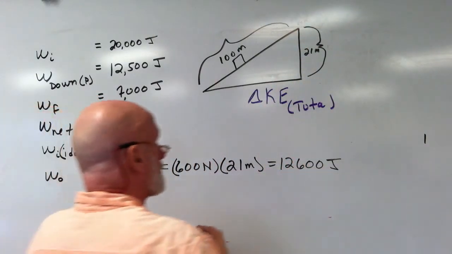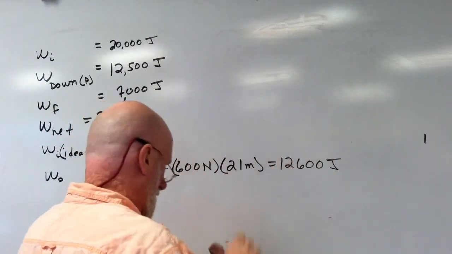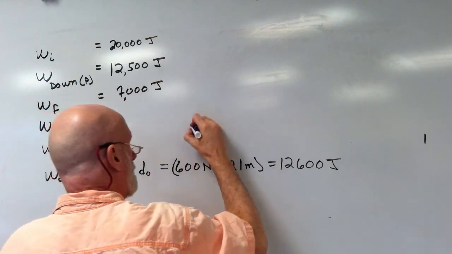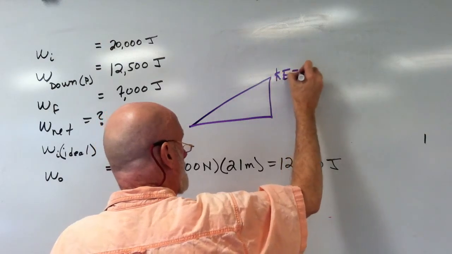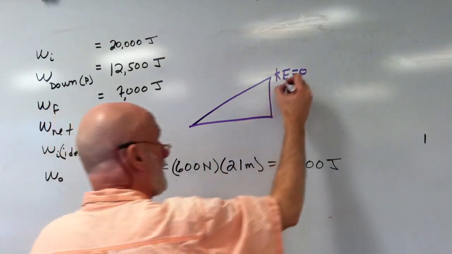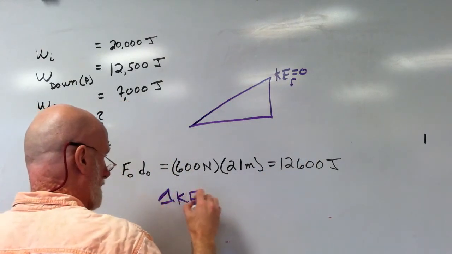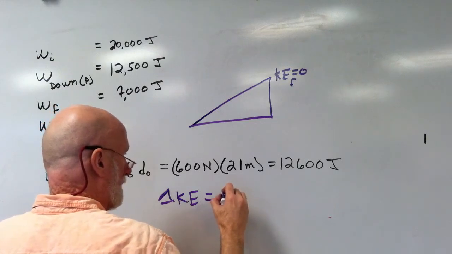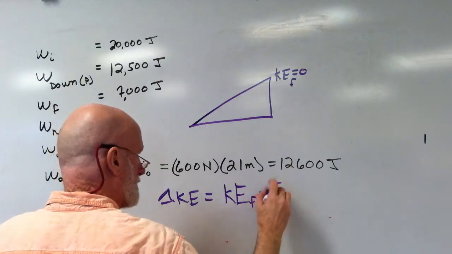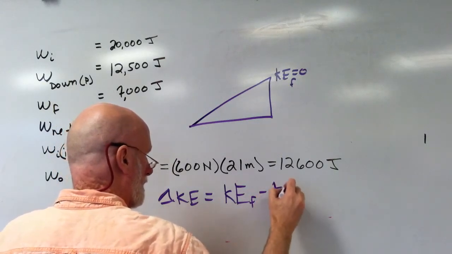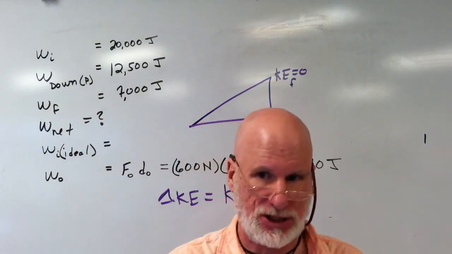Let's rewrite that. Let's redraw that. Okay? Now, here the kinetic energy equals zero. Correct? So that's the final. So the change in kinetic energy is going to equal the kinetic energy final minus the kinetic energy initial, right? So what's the total initial kinetic energy that I started with?